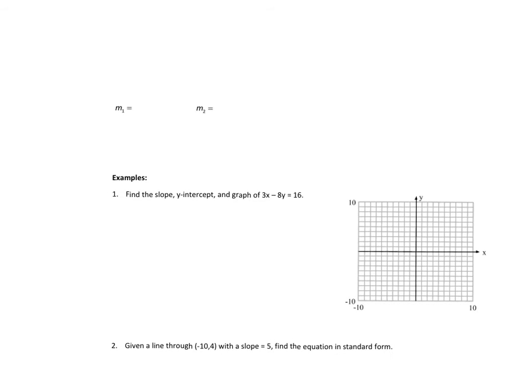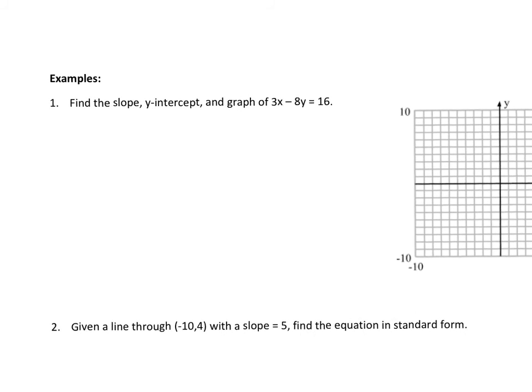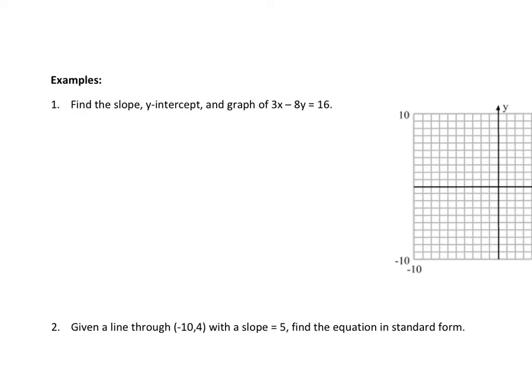A note up here, this was supposed to be on that first page with the two slopes for perpendicular. Okay, so let's get through some examples here. Find the slope, y-intercept, and graph of 3x minus y equals 16. So we have a line in standard form. If we want to find the slope and y-intercept, obviously we need to be in slope-intercept form.